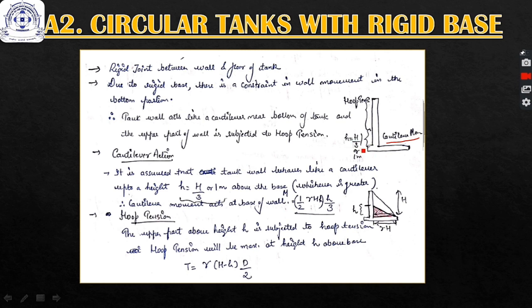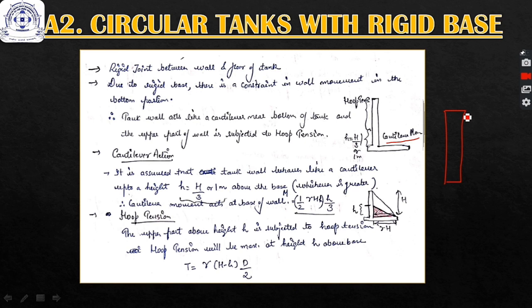Now here we look at the approximate method. We are assuming here that the height up to which the wall behaves like a cantilever is small h equal to H by 3 or 1 meter above the base, whichever is greater of both. So if capital H is the height of the tank, then it behaves like a cantilever up to a height of H by 3 or 1 meter, whichever is the greater of these two. So the cantilever moment at the base will be, now let us make the diagram.